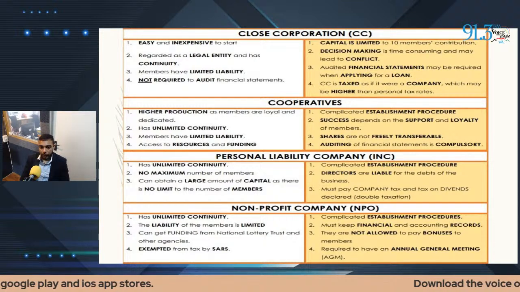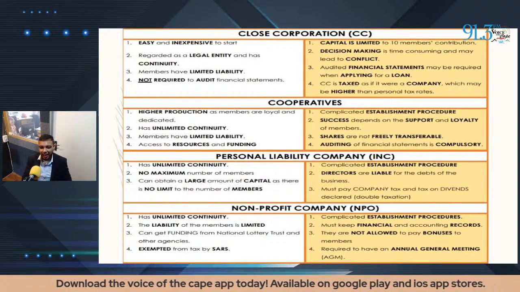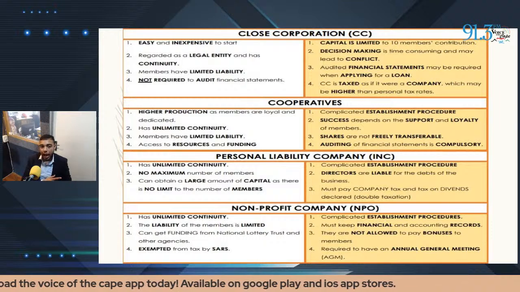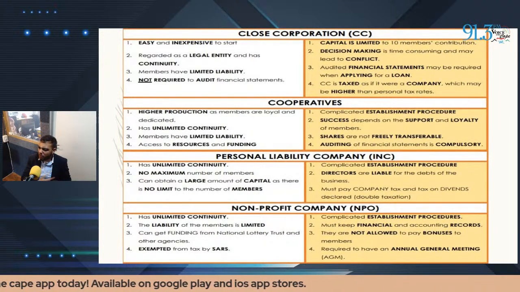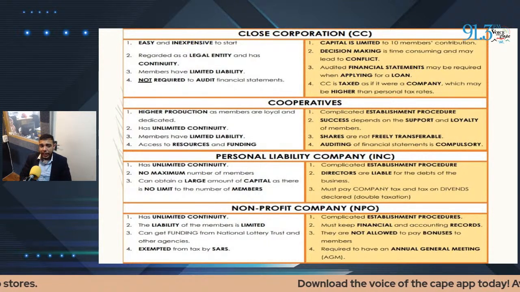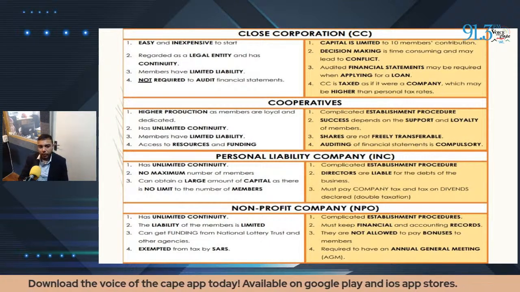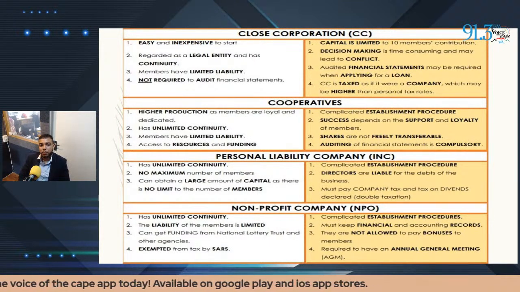Advantages about this is that it has unlimited continuity. So if Ms. Suleiman dies, there would be another person that would take over, and Gift of the Givers would be standing for many, many years to come. The liability of the member is limited, can get funding from National Lottery Trust and other agencies such as the government and people, and is exempted from tax by SARS, so they do not pay tax.